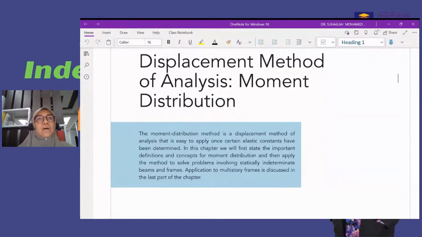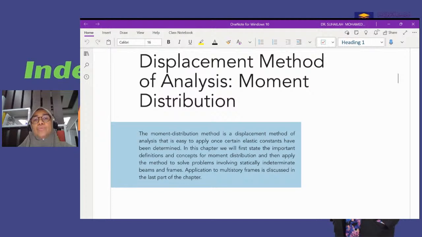So in this moment distribution method, some of the theory regarding the free body diagram of a beam, what is fixed end moment, how we apply fixed end moment, and what the output is. Because the moment distribution method and the previous method, the slope deflection method, have the same output. It is member end moment. So the output is member end moment.